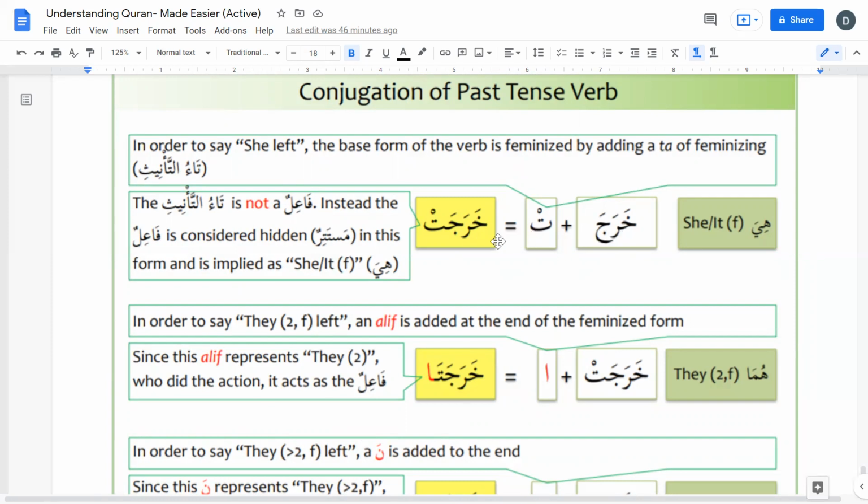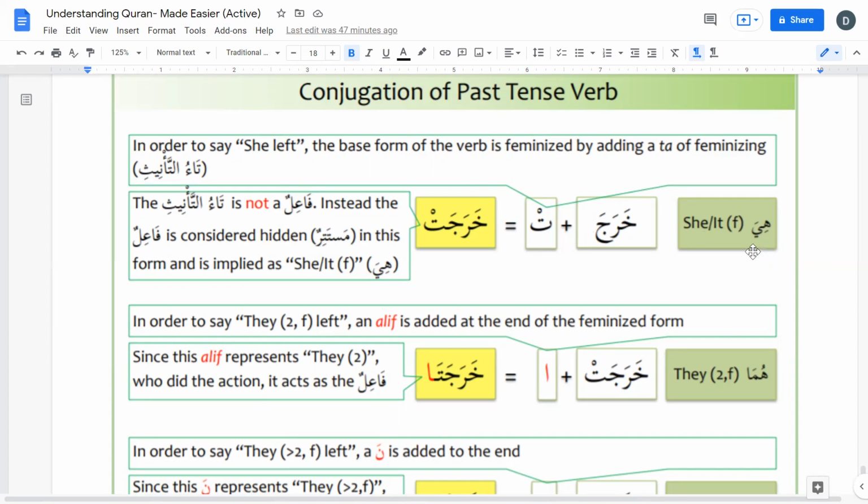So when we add this ta, it becomes hiya, because this ta is just to feminize. Remember when we learned the formula for feminine, mu'annath qiyasi, when we add ta marbuta at the end of an ism, like muslimun becomes muslimatun. From muslimun, one Muslim, we add ta marbuta, and it becomes muslimatun, one Muslima.